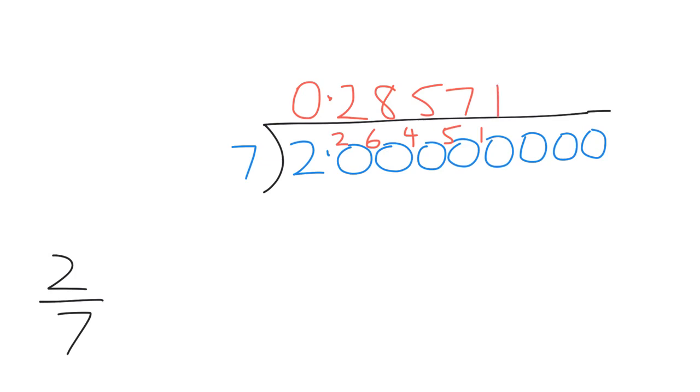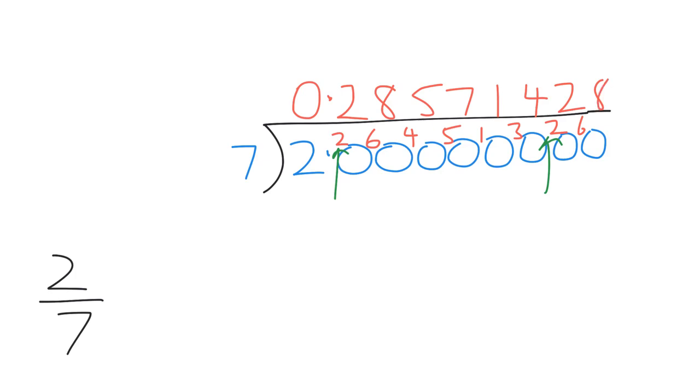7 into 10 goes once and 3 left over. Still no repeating remainders yet. We've had a 2, a 6, a 4, a 5, a 1 and a 3. 7 into 30 goes 4. 4 sevens are 28, and now that's a 2. Now we've got the 2 remainder. We had a 2 remainder there. So what do we expect the next digit to be? 7 into 20 goes twice. And 6 remainder. 7 into 60 goes 8, and so on.